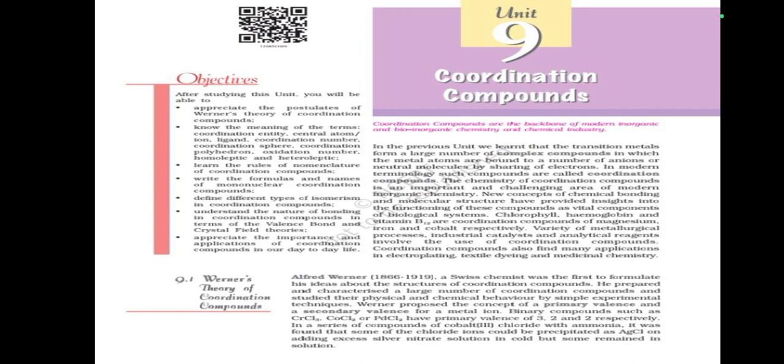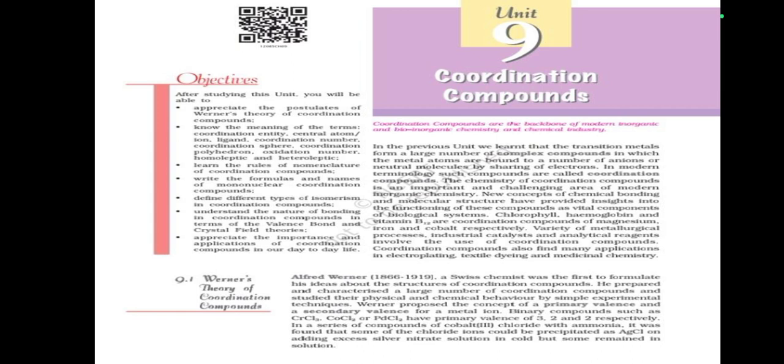Werner proposed the concept of primary valence and secondary valence for a metal ion. Binary compounds such as CrCl3, CoCl2, and PdCl2 have primary valences of 3, 2, and 2 respectively.